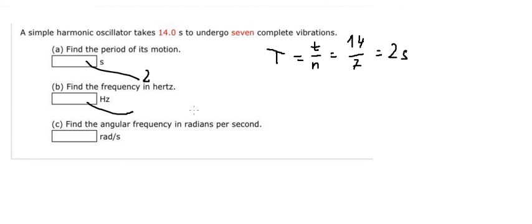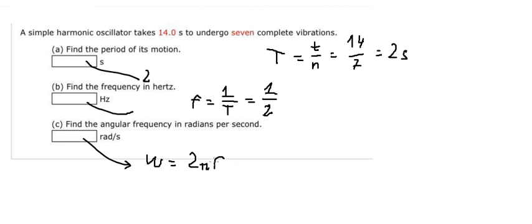B, that is f equal to 1 divided by T. So we have 1 over 2. And the last one is the angular frequency, omega. We have 2πf. So we put 2π multiplied with 1 over 2. And we got about π.